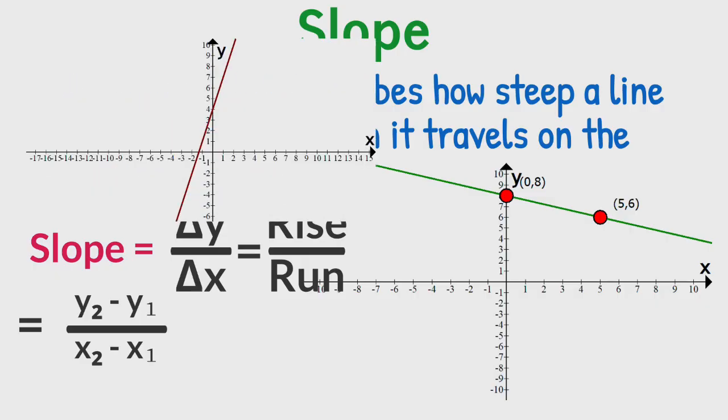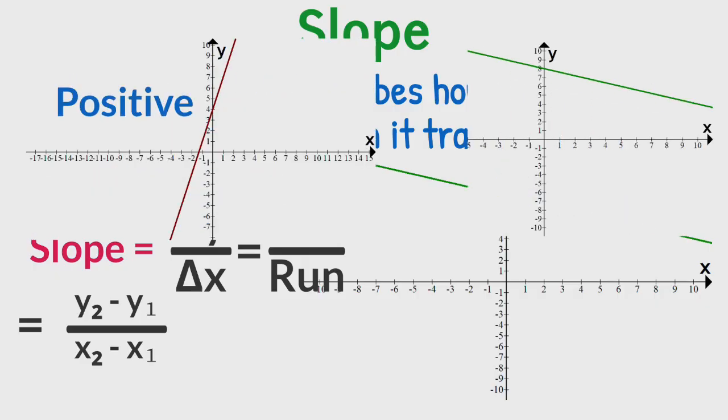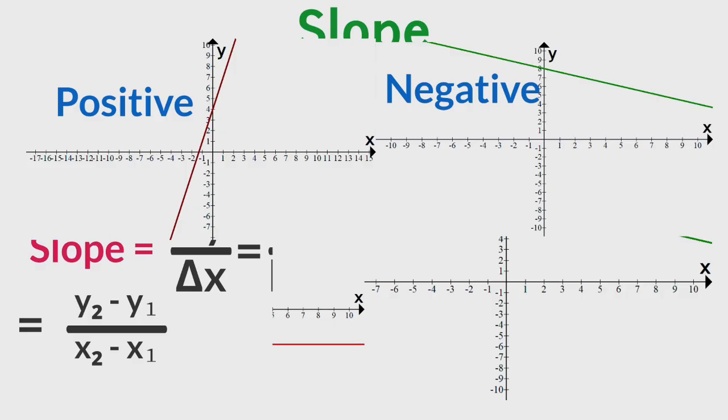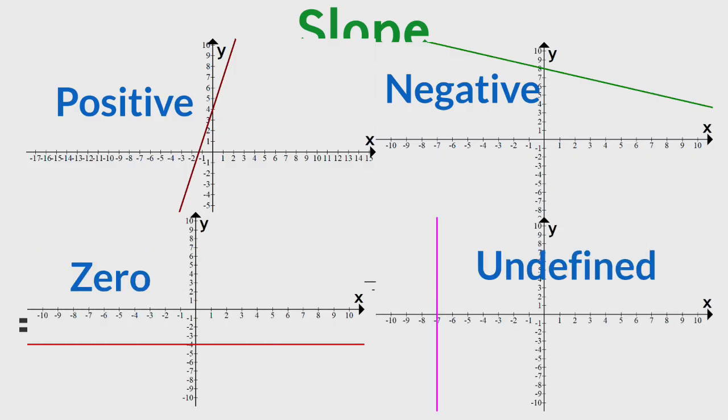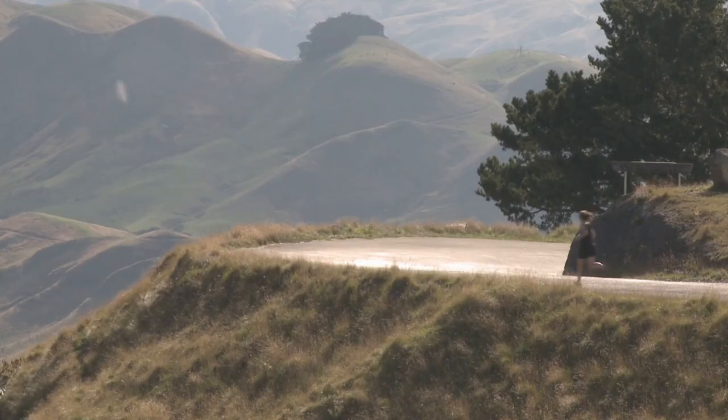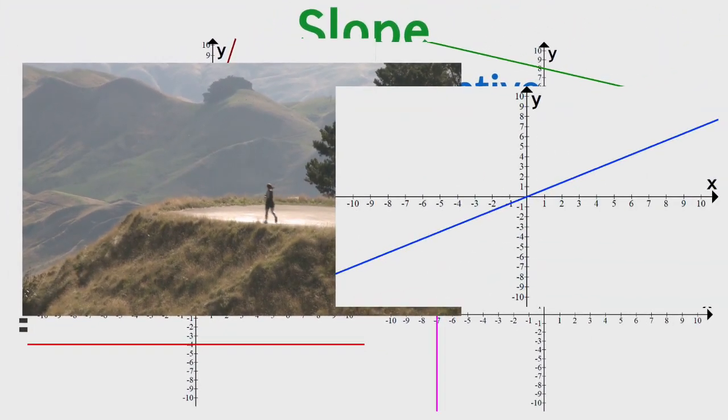A positive slope rises from left to right, a negative slope falls from left to right, a zero slope is horizontal, and an undefined slope is vertical. Think of slope as the steepness rating of a hill. A gentle slope is a small number, and a steep slope is a large one.